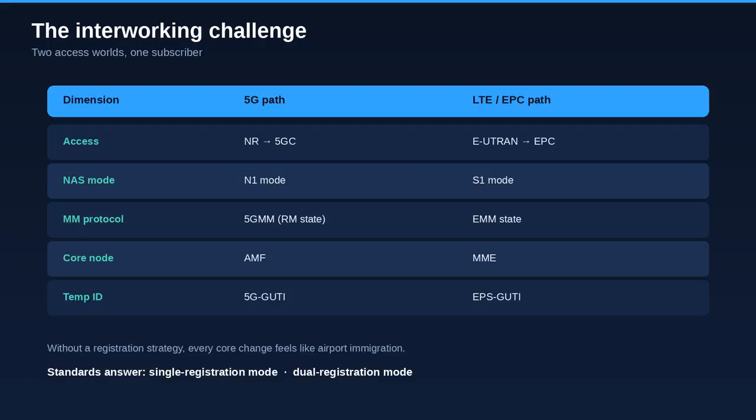Picture two cities that share your daily commute. One city is brand new, new radio access into a 5G core with N1 mode signaling. The other is familiar, EUTRA, that is LTE radio, into the evolved packet core with S1 mode signaling. Your phone supports both S1 mode and N1 mode. That is great for coverage. It is also a headache for mobility management.